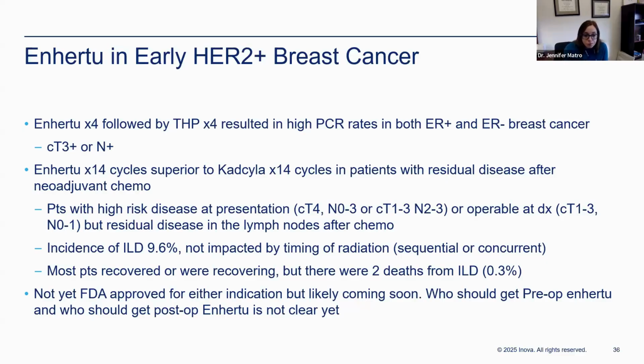Actually, there were 2 deaths related to the interstitial lung disease. So an incidence of 0.3%, which is not high, but is too high. You know, like as I said, we don't want to be causing fatal side effects with our medicine. So that's why we have to be really thoughtful about who is best to get these drugs. Neither of these indications are approved yet by the FDA, but are likely to be coming soon, and they are starting to get incorporated into some of our guidelines. What we don't know is who should get Enhertu first before the surgery and who should we reserve it for afterwards. It's not likely that we would give it both before and afterwards.